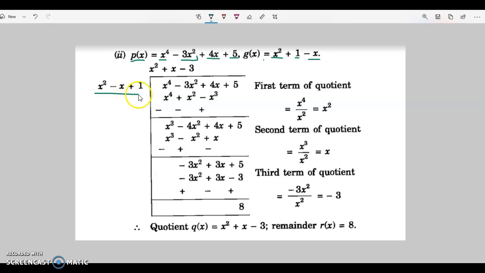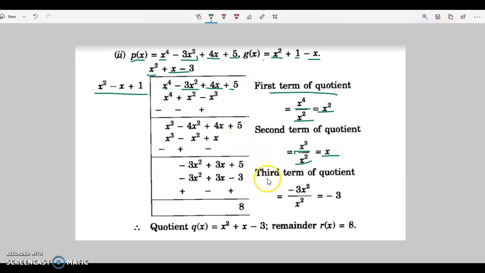Now x square minus x plus 1 is the divisor and x power 4 minus 3x square plus 4x plus 5 is the dividend. So the first term of the quotient, that is x power 4 by x square, is equal to x square. Then the second term of the quotient, x cubed by x square, equals x. That is what we have written here. Till now we have got x square plus x.